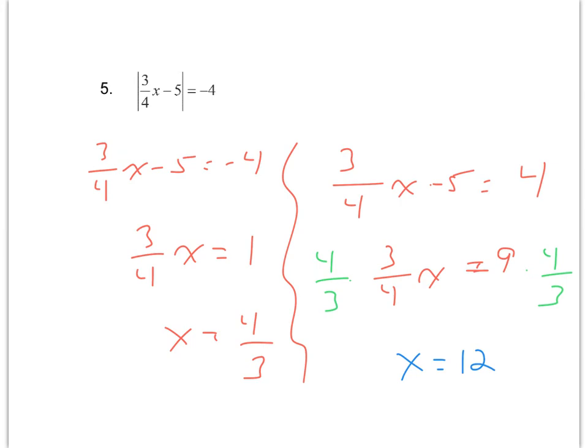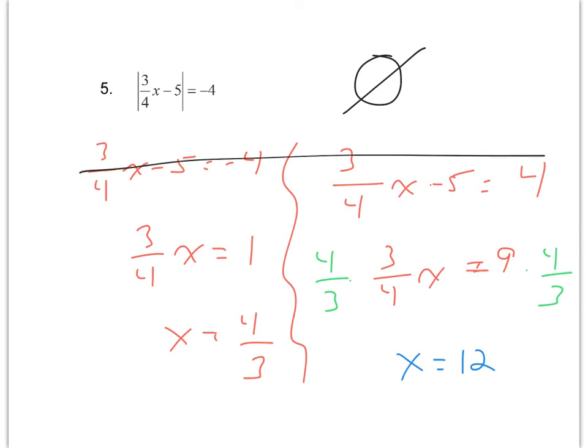Okay, if you did this one out like I just did, you wasted some time, but let's see what happens. First of all, looking here, the absolute value is already by itself. The absolute value of 3/4 x minus 5 is equal to negative 4. So we set this up into two equal problems. 3/4 x minus 5 is equal to negative 4, or 3/4 x minus 5 is equal to the opposite of negative 4, which of course is positive 4. Right away I'm hoping you notice an absolute value is equal to a negative. Impossible. The correct answer should be no solution, and you're all done.